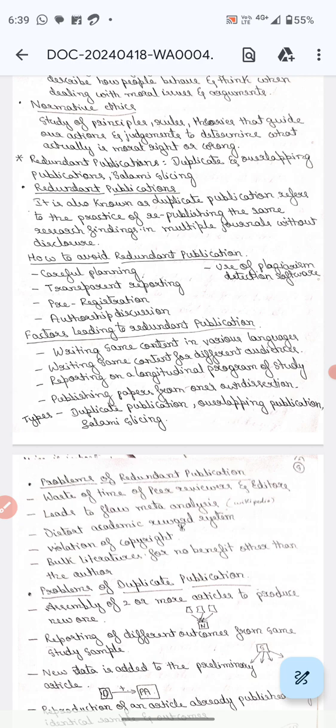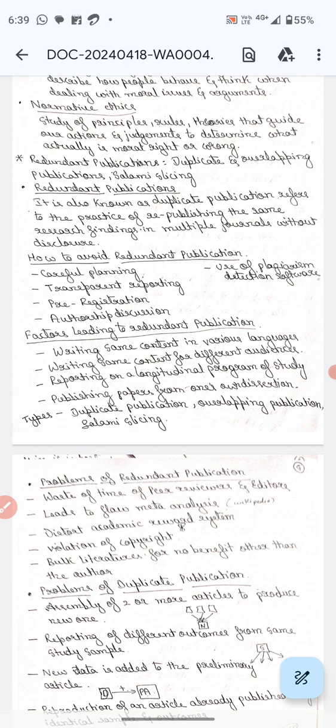Careful planning, transparent reporting, pre-registration, authorship discussion, use of plagiarism detection software. Factors leading to redundant publication. What are the factors that will lead to redundant publication?